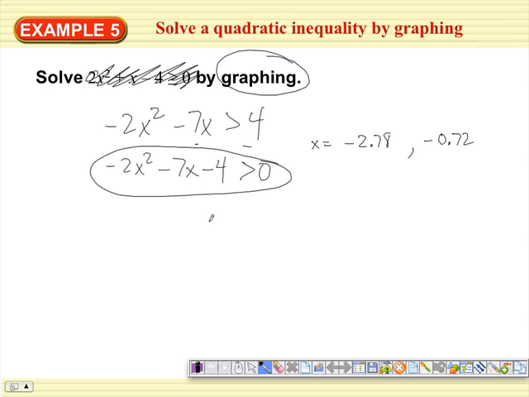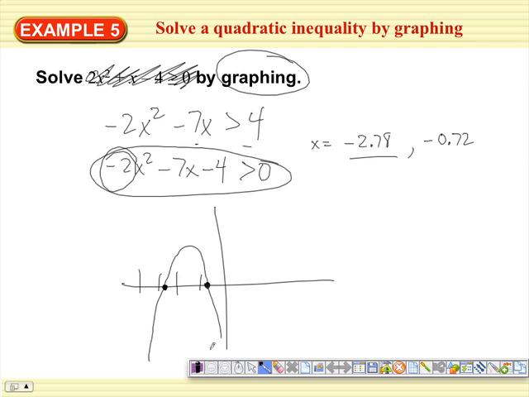Okay, draw your graph. So negative 1, 2, 3, 4 is good enough here. Negative 0.72 about somewhere here. Negative 2.78 about here. This graph is going down. Look, I didn't have to look at the graph. I know that's not even the graph, but it might look kind of like it. Doesn't matter. The graph leads us to our answer.